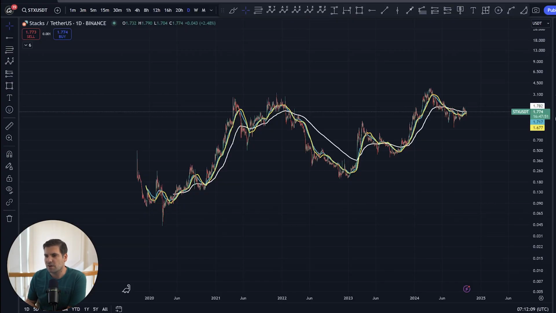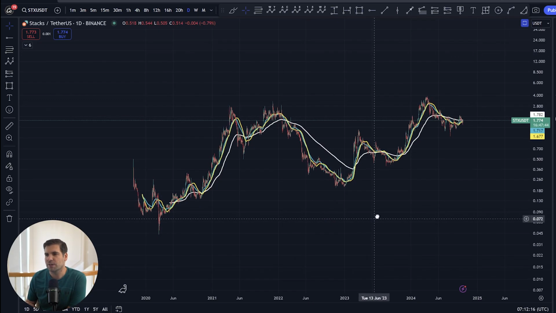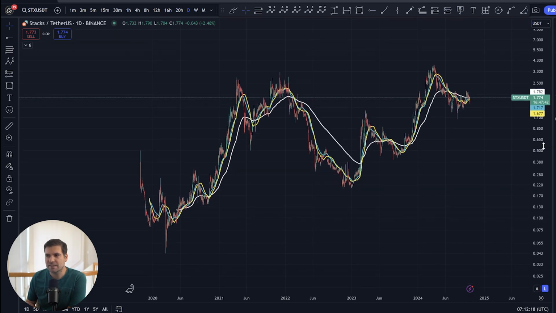So we're going to start things off by taking a look at Stacks paired up with USDT. We are using the 1-day Binance chart. We're going to be using technical analysis in today's video to give you an idea as to how high, based on the data here, Stacks could potentially be going. We're going to be using a couple of tools.